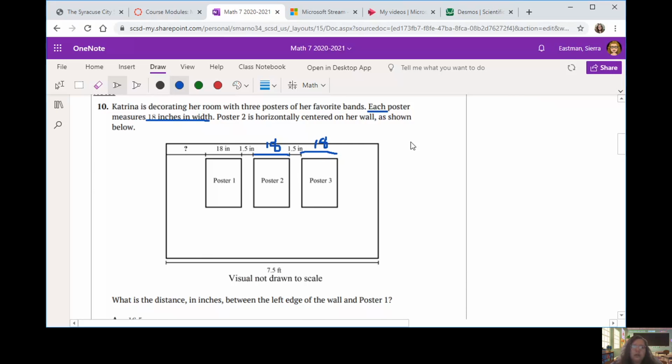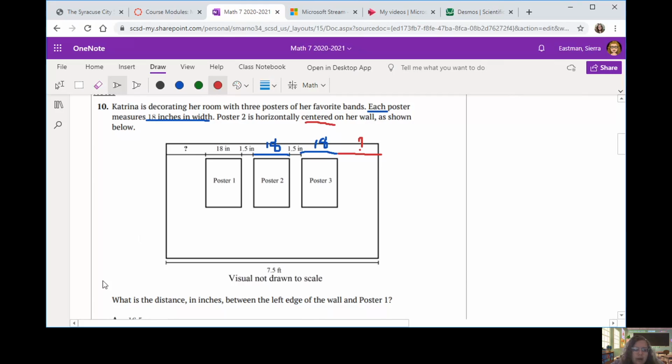And then they tell us poster 2 is horizontally centered on her wall. That means that it is directly in the middle. Okay, if I were to cut this wall in half, poster 2 is directly in the middle. That's actually giving us another hint. Now we know that even though we don't have an actual measurement for this piece, it should be equal to this piece. Okay, these posters are exactly in the middle of her wall. They're horizontally centered. Centered tells us the middle.